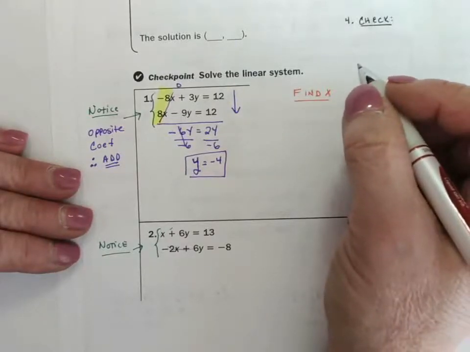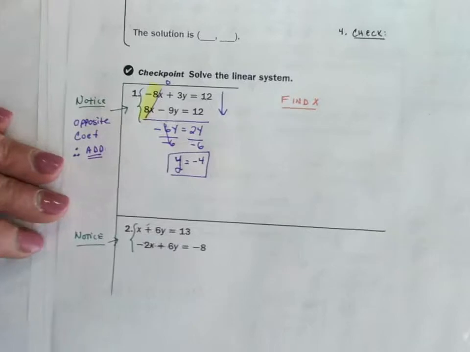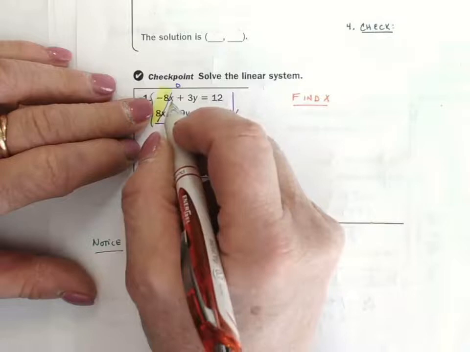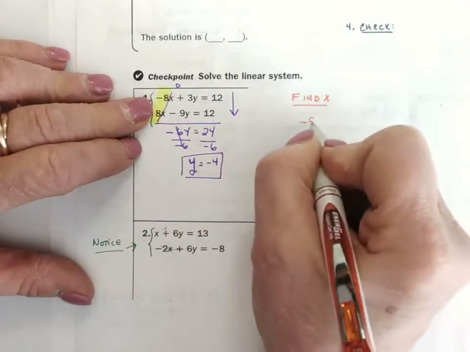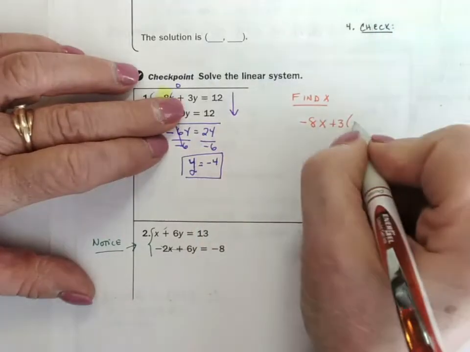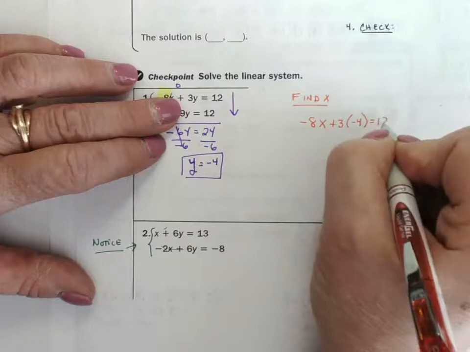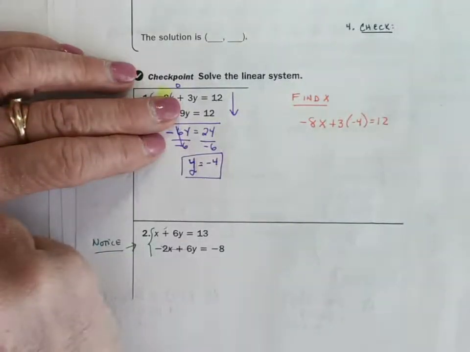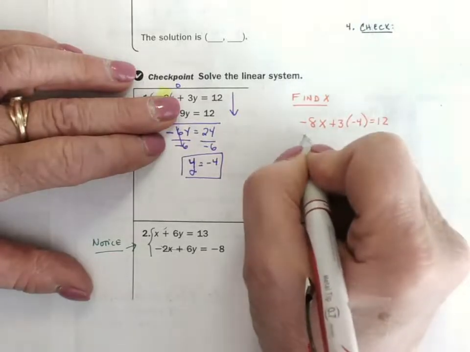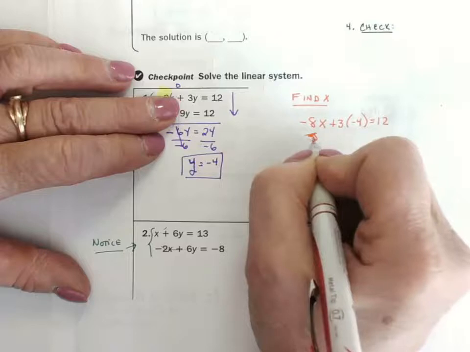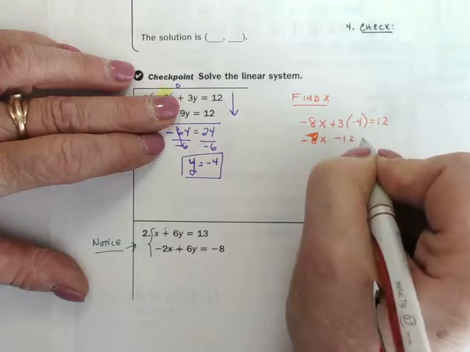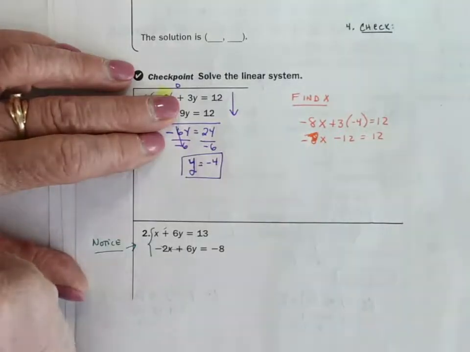All right. So it doesn't matter which equation you use. In this case, I'd probably just stick with the first one. I want to find x. -8x plus 3, y is -4 equals 12. Now I'm going to solve for x. You do it. I'll do it. We can check our answers. Oops. Yes, so that's -8x minus 12 equals 12.